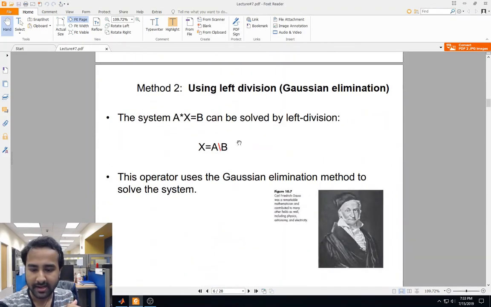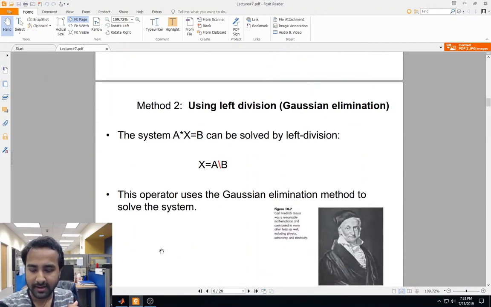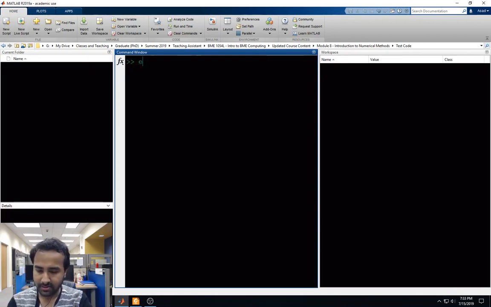So let's go ahead and do this quick example in Matlab. All right. So let's do a system of equations example.